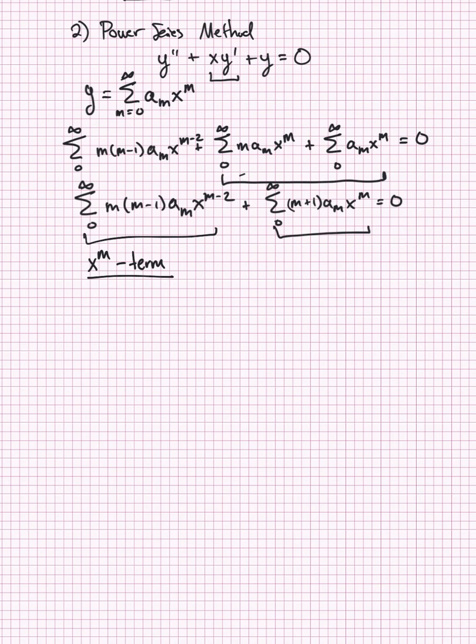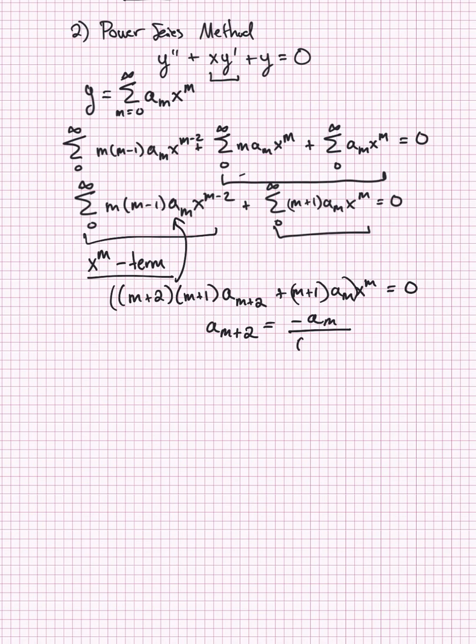So we can just write down immediately what the recurrence relation has to be. I'm looking at x to the m, so this will become m plus 2. So I'm looking here, m plus 2, m plus 1, a sub m plus 2, plus m plus 1, am. This is all times x to the m is equal to 0. So therefore, the m plus 1s are going to cancel, and I just get am plus 2 is equal to minus am over m plus 2.